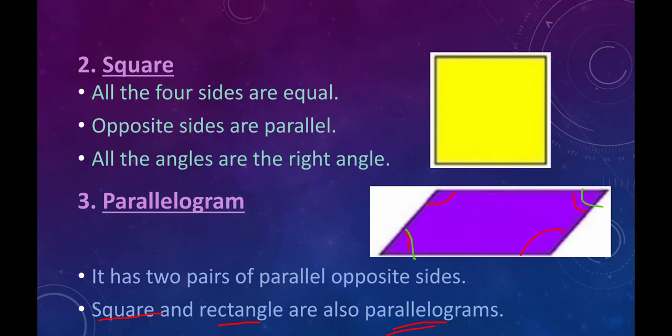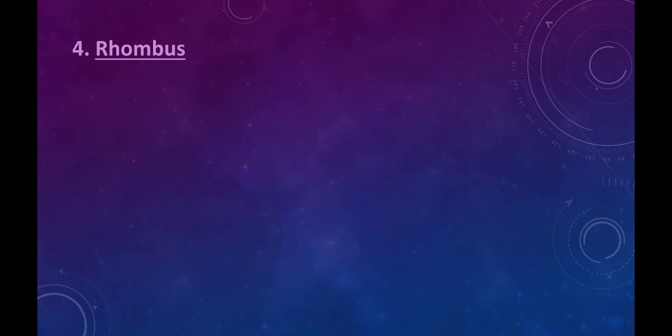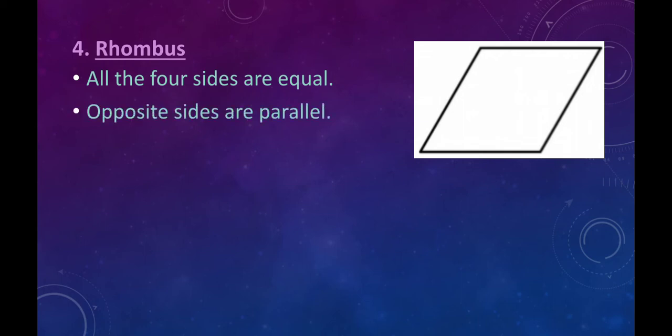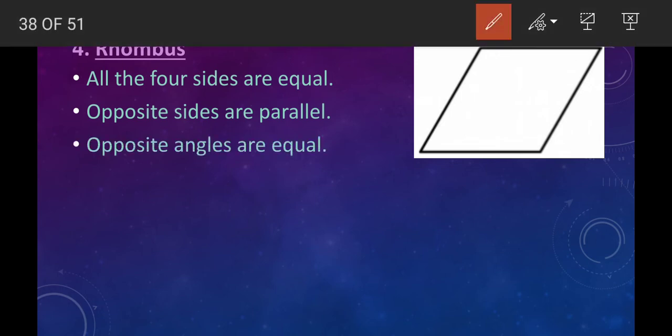Okay, next thing is the rhombus. This is the shape of a rhombus. So what are the properties? All the 4 sides are equal, same as a square, and opposite sides are parallel to each other and opposite angles are equal. All sides are equal and opposite sides are parallel to each other. These two are opposite to each other, so opposite sides are parallel, all the 4 sides are equal and opposite angles are also equal.